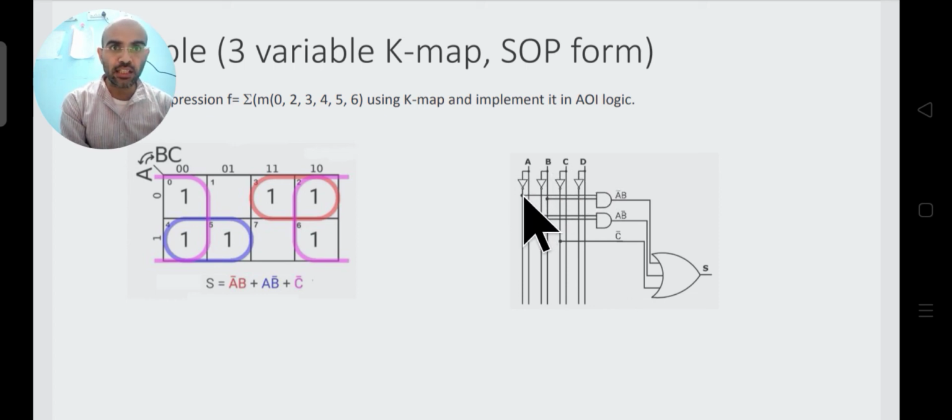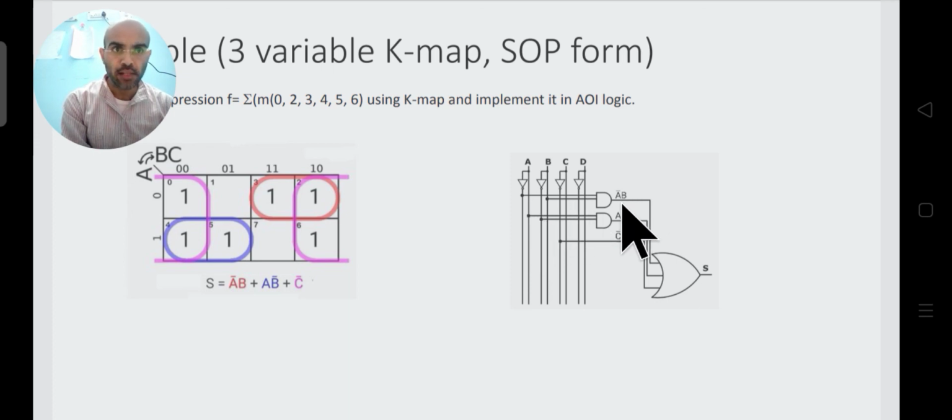You take the A variable, and you make the complement of A here and take A directly. So wherever you require A, you take the input from this line. If you want A bar, you take the input from this particular line. NOT gates are used to make the complement of the various variables. For every variable, the complemented line and the non-complemented line are both available to us.